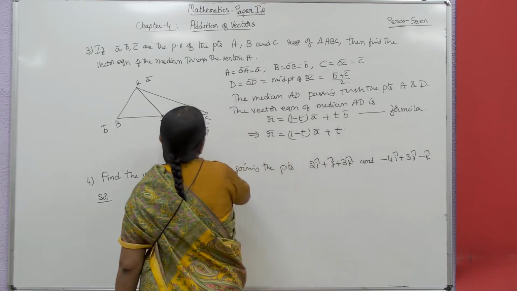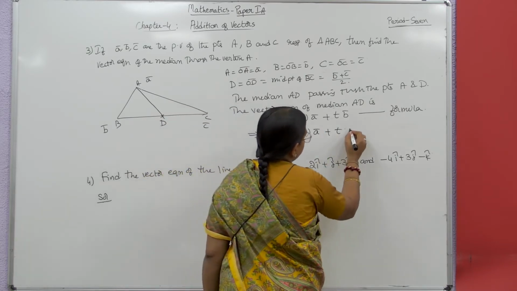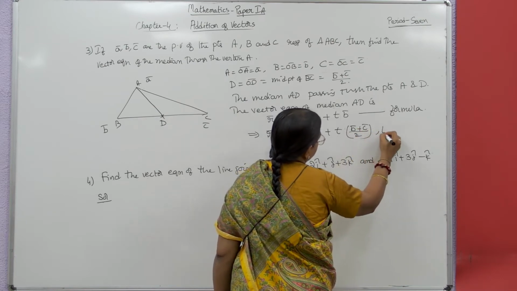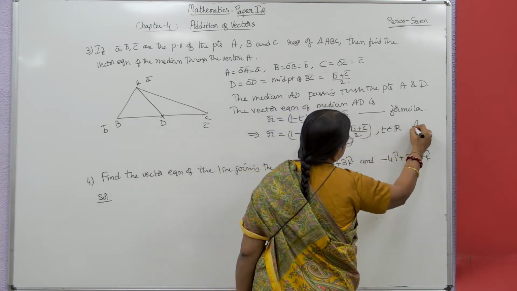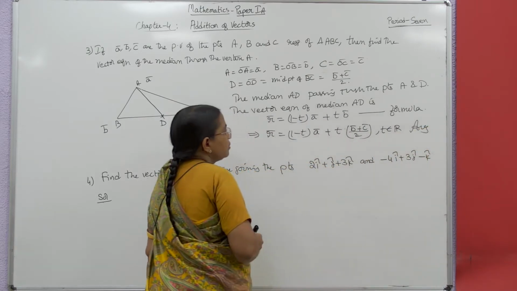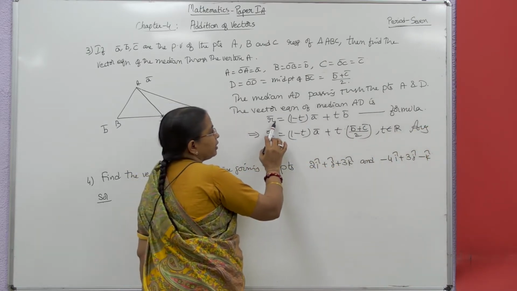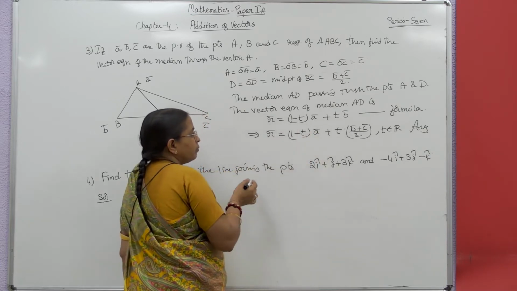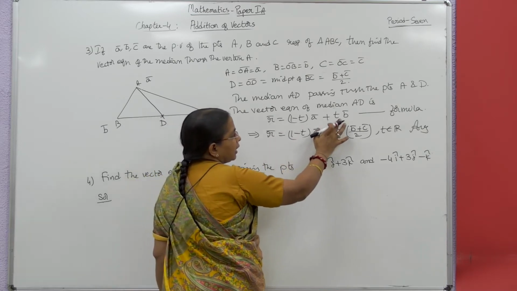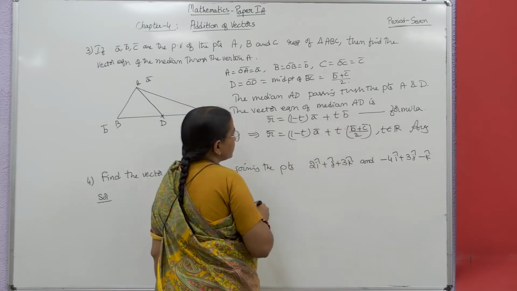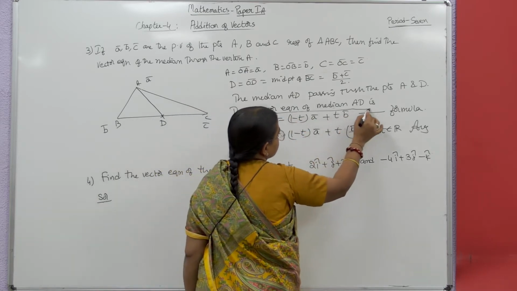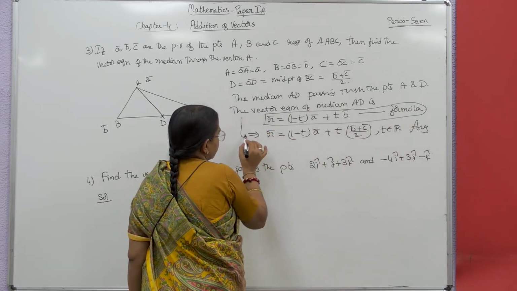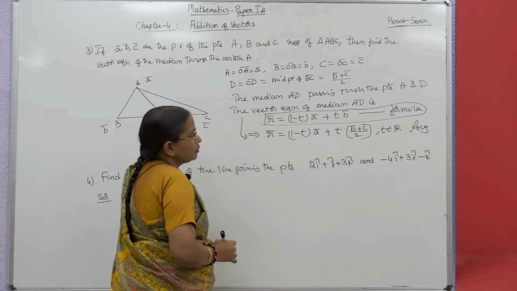Another point here is the D point. What is the D point? B plus C by 2, where T belongs to R. So this is your answer. We are using this formula, the vector equation of the line passing through 2 points A and B. But our points here are A and B plus C by 2. This is just a formula and you are applying it to this problem. So this is your answer.